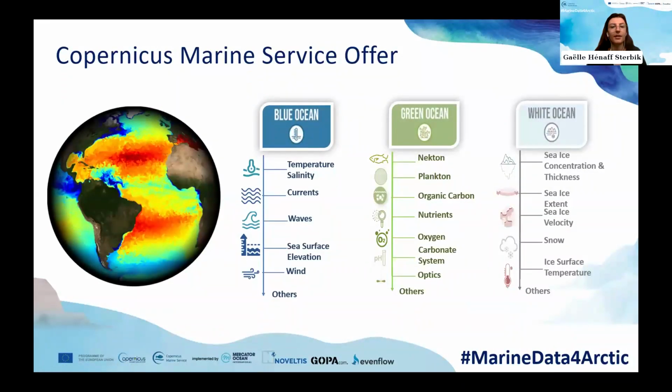So what kind of data does the Copernicus Marine Service provide? It provides data on the blue, the green, and the white ocean. The blue is all about the physical component of the ocean: the currents, the temperature, the waves, the wind. The green ocean is the biogeochemical component of the ocean, so everything that has to do with the phytoplankton, the nutrients, the chemical composition. And finally, the white ocean: the ice coverage, the ice velocity, so all that has to do with the ice.